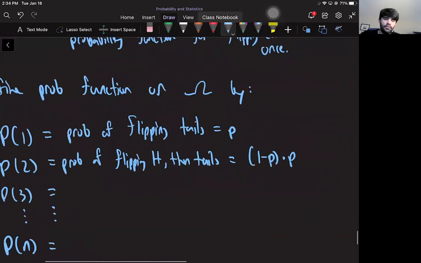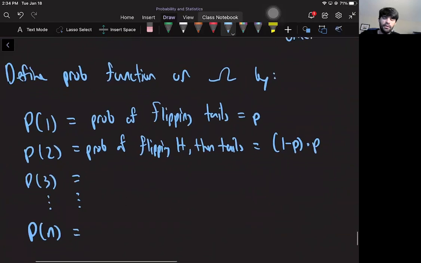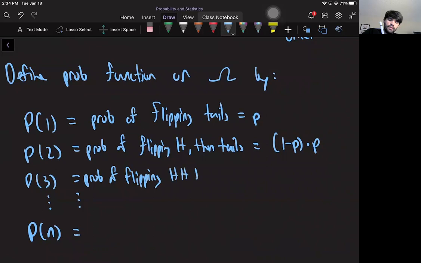If you want to know the probability of one thing happening and then another thing happening, you just got to multiply them together as long as they don't affect each other, which they don't because they're two different coin flips. So we just do that. And then you can see the pattern. So the probability of getting a 3 as the outcome is the probability of flipping heads, then heads, then tails. So that's just going to be 1 minus p, 1 minus p, and then p.